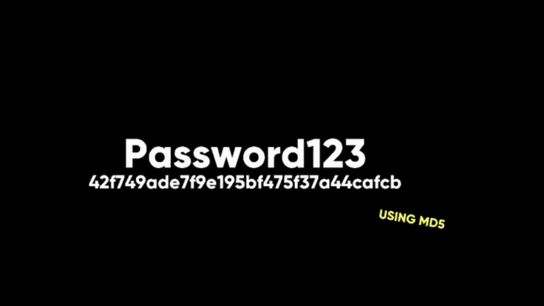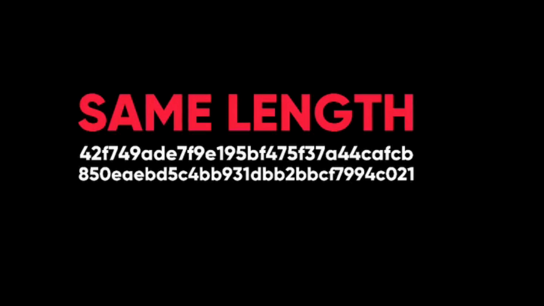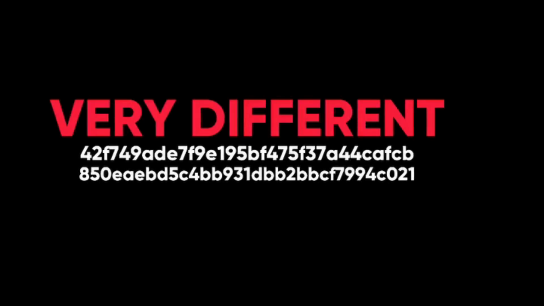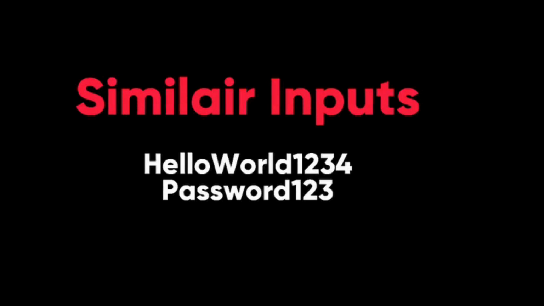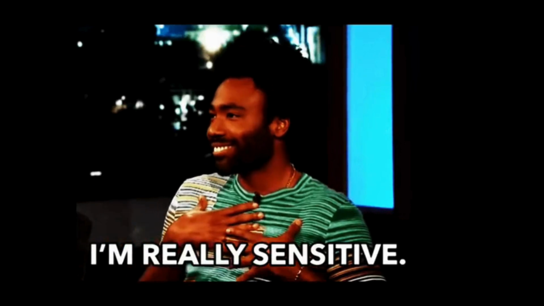If I hash the word password123 using MD5, I get this hash. If I hash the word helloworld1234 using MD5, I get this hash. Notice that the hashes have the same length no matter how long the input is. Also notice that the hashes are very different, even though the inputs are similar. This is because hashing is very sensitive to any change in the input.